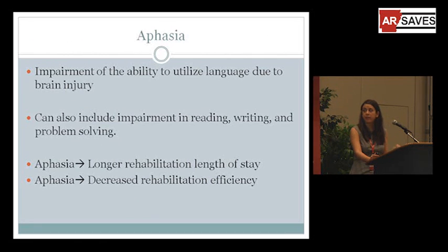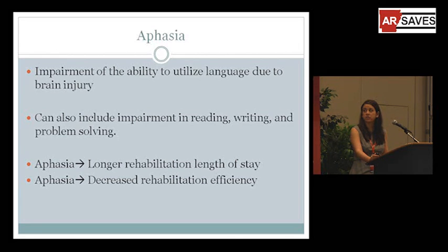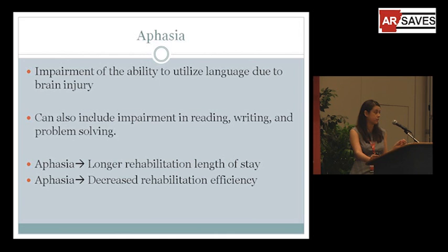All right, and then aphasia is also a problem after stroke. It's the impairment of the ability to use language after some kind of brain injury or insult. It can cause impairment in reading, writing, and problem solving. If a patient has aphasia, it does increase their length of stay acutely and during the rehab process. And it decreases rehabilitation efficiency because of their decreased understanding of the rehab techniques, so they have impaired carryover of our rehab techniques.